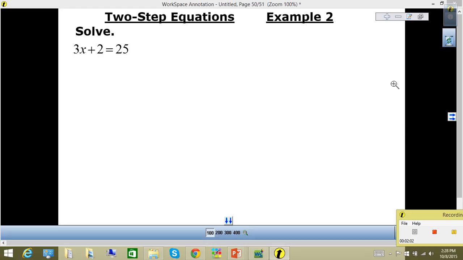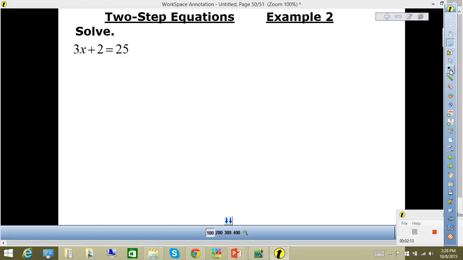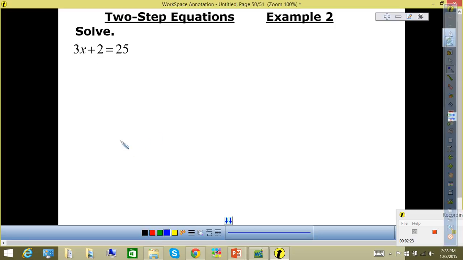All right, here we go. The equation is 3x plus 2 equals 25. Before we get started, though, pens down, eyes up here. Look up, please. Okay? So check this out. Before we get started with this, I'm going to tell you a little story. Antes de comenzar esto, les voy a contar una historia.